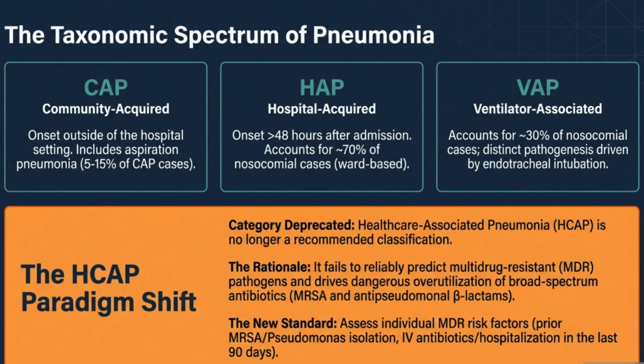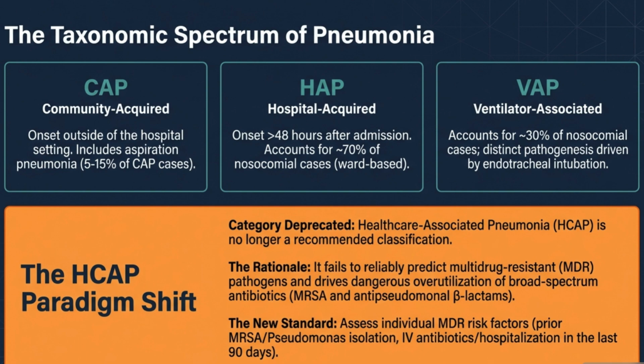First, let's define our battlefield. Community-acquired pneumonia is onset outside the hospital setting, whereas hospital-acquired pneumonia occurs greater than 48 hours after admission. Ventilator-acquired pneumonia is a subset of nosocomial cases, especially driven by endotracheal intubation.